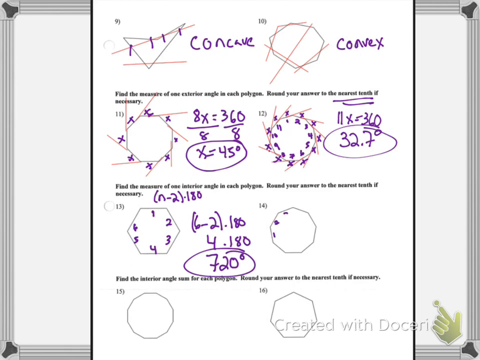Over here, we have to count the sides again. You have 1, 2, 3, 4, 5, 6, 7, 8, 9. Double check my counting. 1, 2, 3, 4, 5, 6, 7, 8, 9. Okay, so now you have 9 minus 2 times 180. That becomes 7 times 180. So what is 7 times 180? So 7 times 180 is 1,280 degrees.